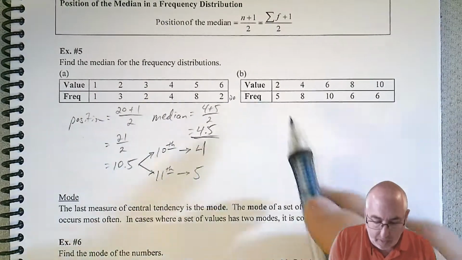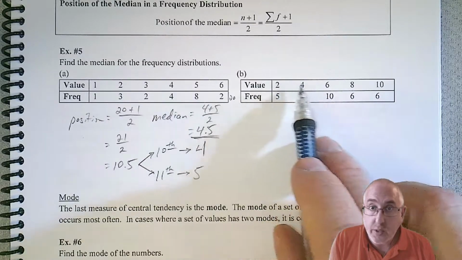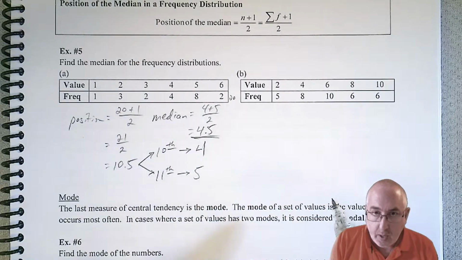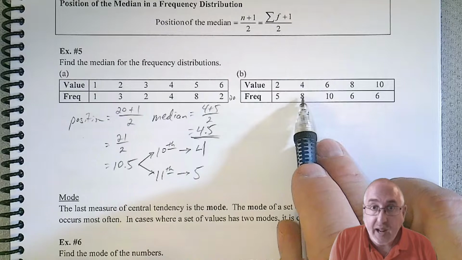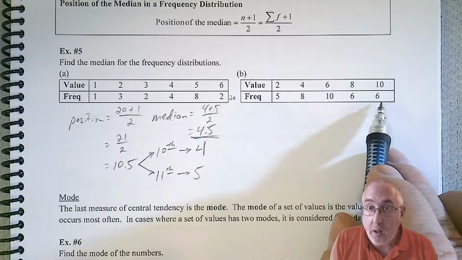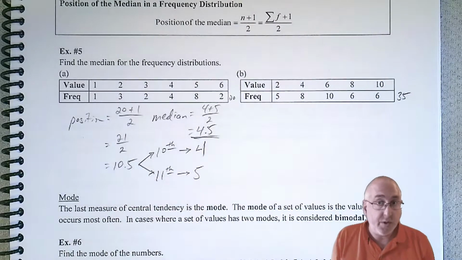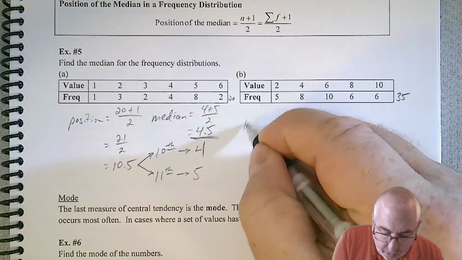So let's do it one more time. We have our values in numerical order, so that's good. We don't care about the frequencies being in numerical order, that's fine. But we got to count them all up. So we got 5 and 8 is 13, 13 and 10 is 23, 23 and 12 is 35. So there's 35 numbers in this data set. Odd number. There's one number we should be looking at. Let's see what our position formula tells us.